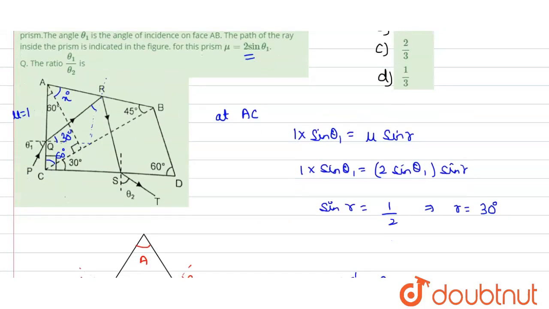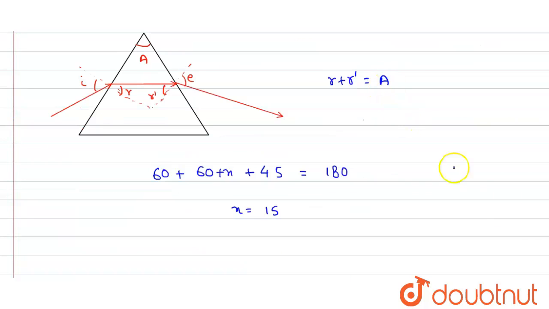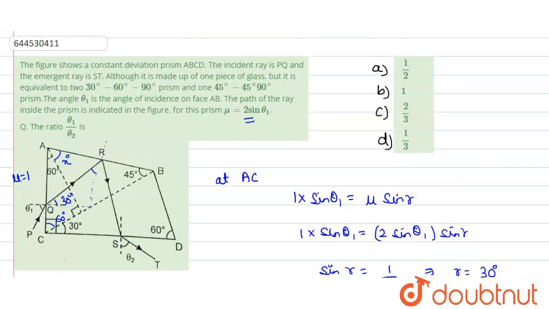So what would be the angle A? Angle A, the total angle, would be equal to 75. So we can say that A would be equal to 75, and we already know small r. So r dash would be equal to A minus r, that is 75 minus the r value we have calculated to be 30. So this angle would turn out to be 45 degrees. That means this is hitting here at an angle of 45 degrees.